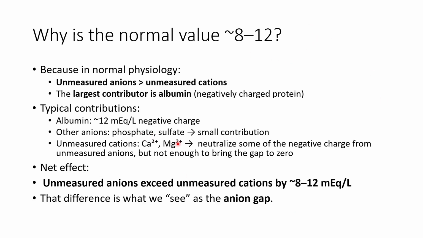And other anions, phosphate and sulfate, have a small contribution, and the unmeasured cations neutralize some of the negative charge, but not enough to bring the gap to zero. So the net effect is that unmeasured anions exceed unmeasured cations by 8 to 12 milliequivalents per liter, and this is what we call the anion gap.